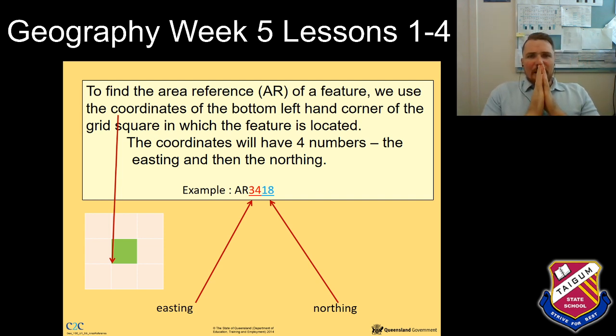To find the area reference of a feature, we use the coordinates of the bottom left-hand corner of the grid square in which the feature is located. So the coordinates will have four numbers, the easting and the northing. So this is to tackle that problem we were talking about before. So if they're talking about this whole square, they'll use this corner to represent that square. This corner then would represent that square. This corner would represent that square.